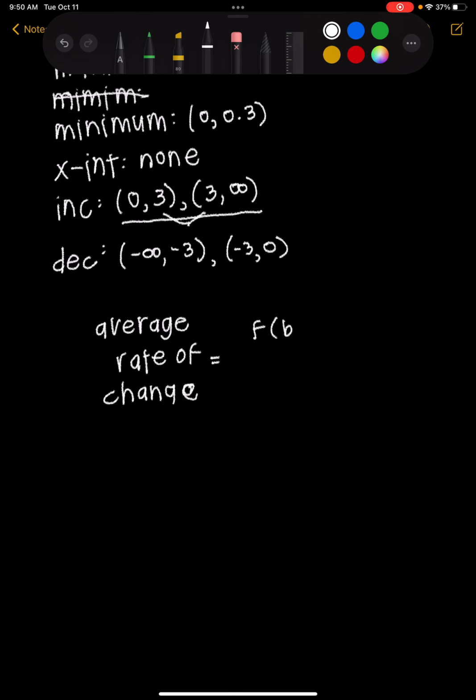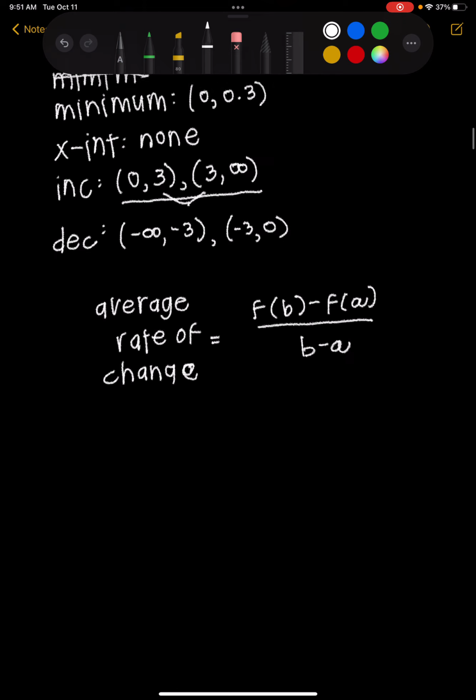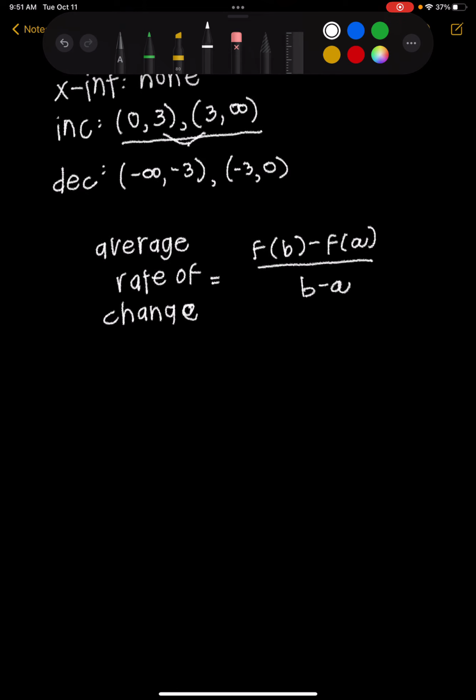F of B minus F of A over B minus A. Now, I told you that it was just a fancy word for slope. This is just a fancy equation for slope. What the questions are going to do is give you a range, and that range is A and B. So those would be plugged in for your A and B.